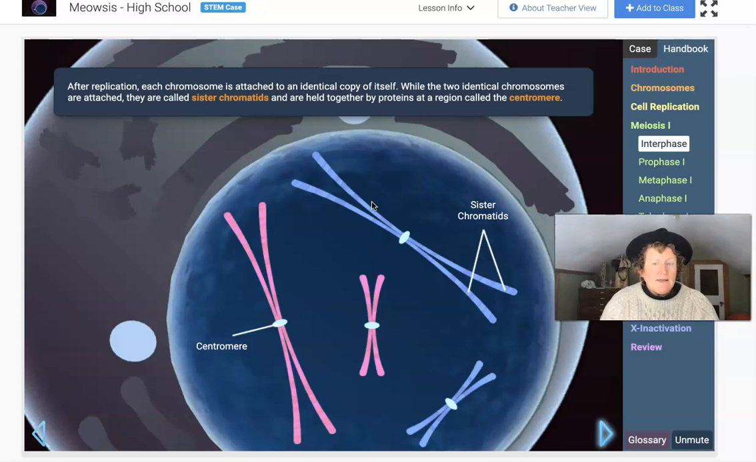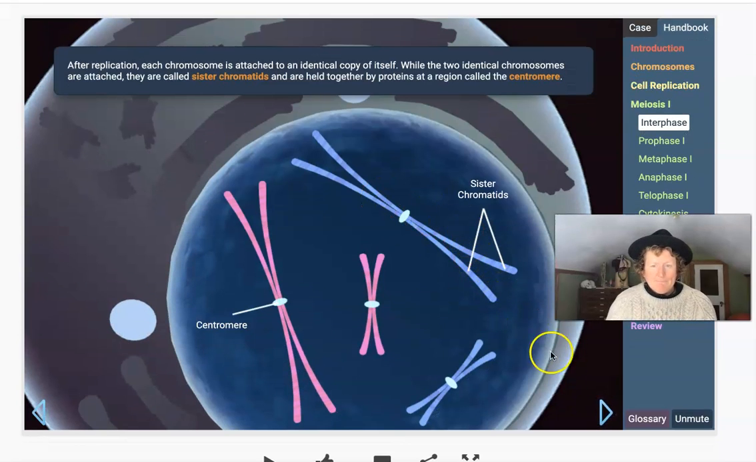Sister chromatids contain exactly the same information. They have the same alleles because they're copies. This one you got from mom, this one you got from dad, and then you double those to get sister chromatids. Mom and dad's chromosomes are not the same. They have the same genes, but not the same alleles. But when you copy them to make sister chromatids, these 2 are exactly the same. The pink and blue are not exactly the same. They're homologous.